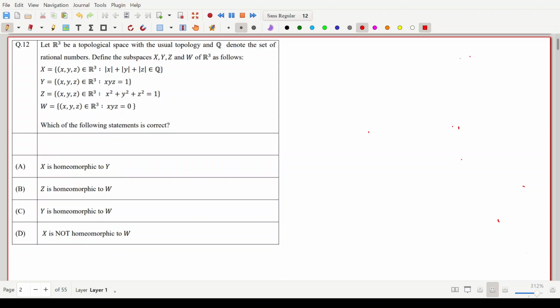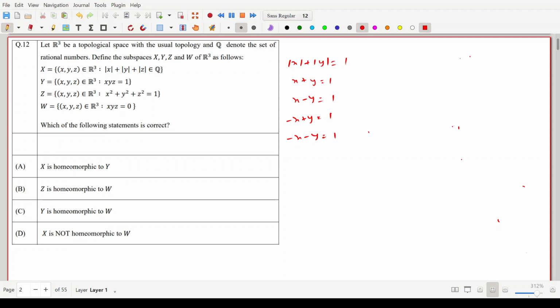Let us first consider the 2D image. Suppose I'm having mod x plus mod y, and say it belongs to rational. It belongs to rational means what? It can have any number. Say I'm saying 1. So what is the graph of mod x plus mod y equal to 1? If your x is positive, then x plus y can be positive and negative. So x plus y equal to 1. This will be a straight line. Then x minus y equal to 1. Then minus x plus y equal to 1. And minus x minus y equal to 1. These are the four straight lines.